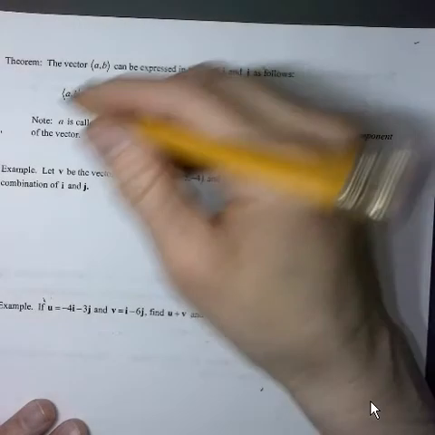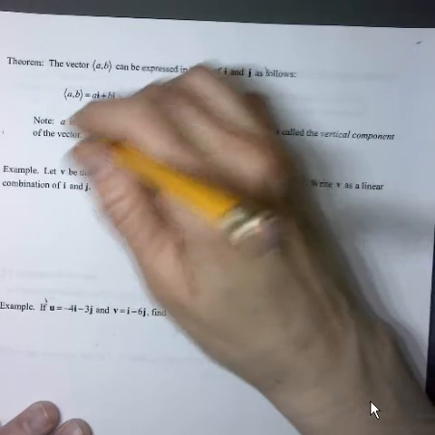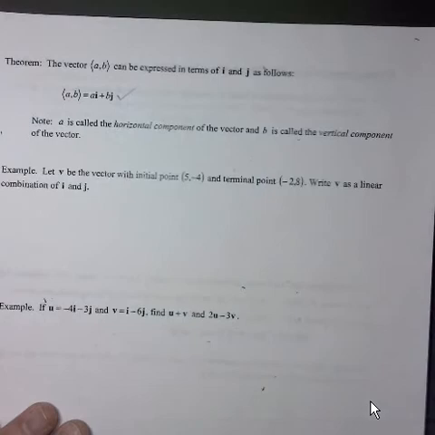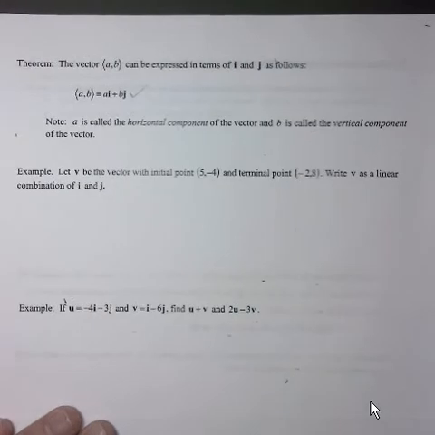And then the terminology is the same. A is still the horizontal component, B is still the vertical component. Okay, so everything else is the same. It's just a new way of writing down the vector.